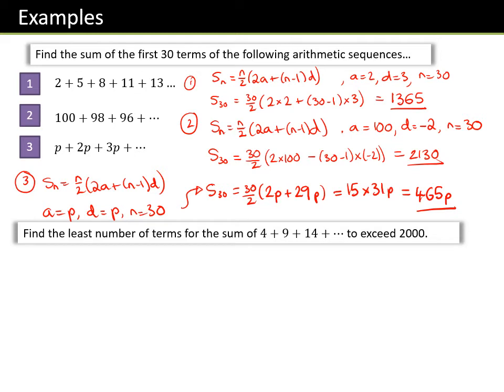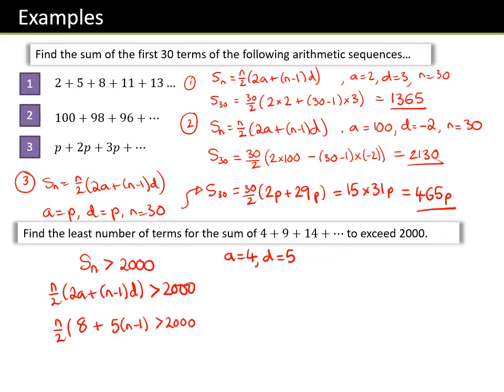Next question here, find the least number of terms for the sum to exceed 2000. So start off by writing a statement of what we're looking for. We are looking for the sum to n to be greater than 2000. That's my question. I want to find out what n is. So I can start off by writing my formula for my sum to n. By the time you've written it this many times, you will know it off by heart. Greater than 2000. And then make a note of a is 4, d is 5, we don't know n. That's what we're trying to work out.